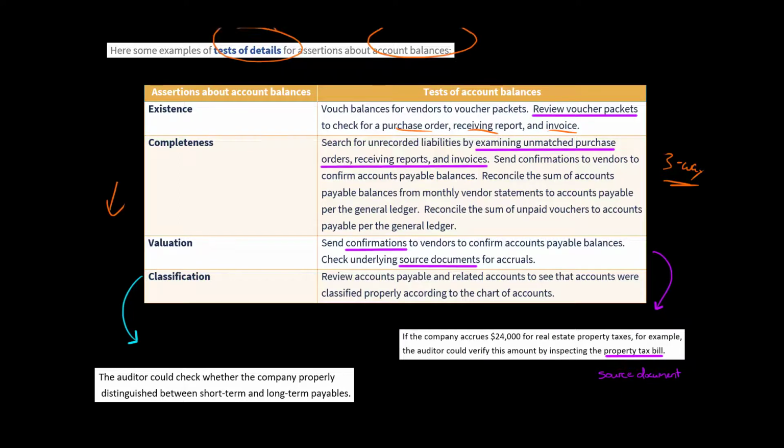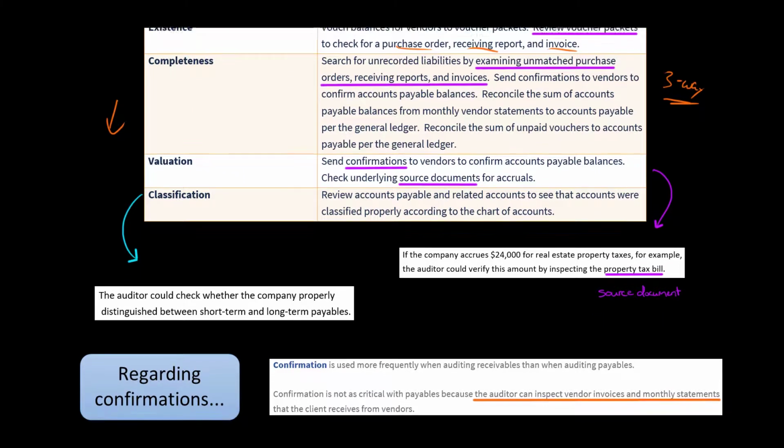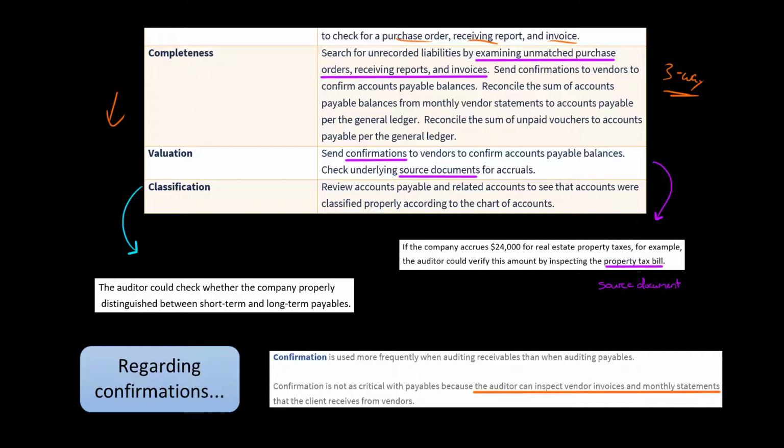Now, the reason for that is with payables, it's not as important for the auditor to do confirmations because the auditor can look at vendor invoices, right? The vendors are sending a bill to the company saying you owe this money, and then there's going to be a monthly statement from the vendors. Okay, so confirmation is not as important with payables as it is with receivables.